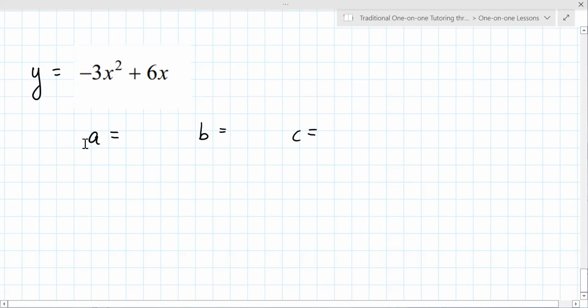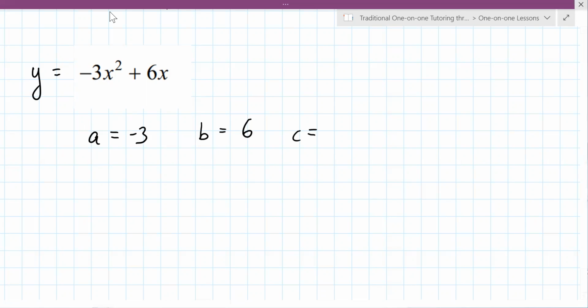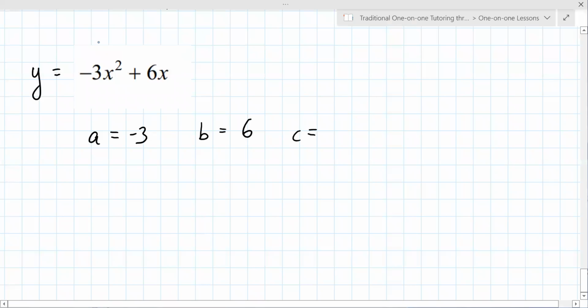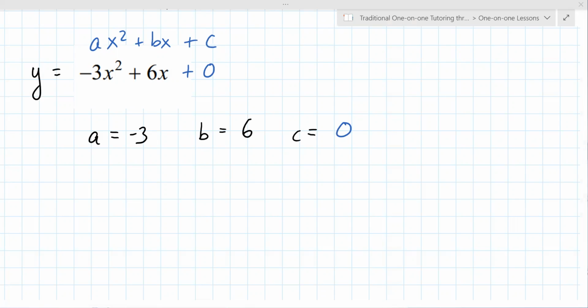Do you know the value of A? -3. Good. How about B? Oh, 6. Okay. Now, before we go on, what's C? It is 0. Good. And if you're ever unsure, it's always good to just write the form above it and ask, well, what's missing? Well, 0 in this case, because plus C is plus 0. Good. All right. So now to find the vertex, we're going to use formulas again.